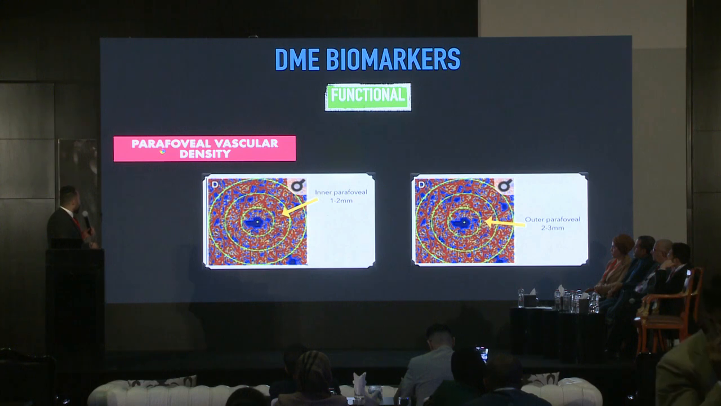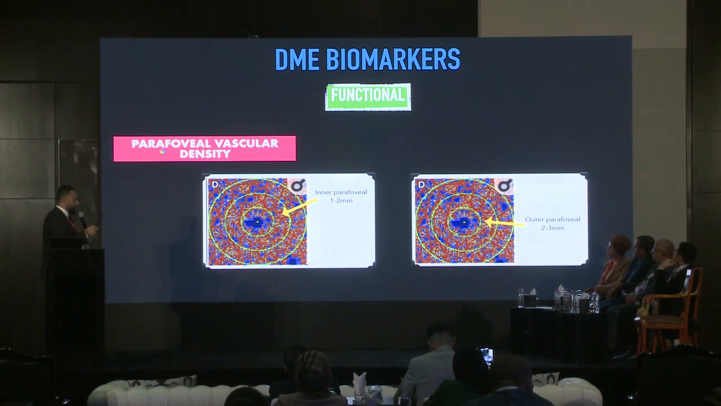Another biomarker is the parafoveal vascular density, which we can get from OCT angiography, and it is very important. When you see a decrease in the parafoveal vascular density, these patients are associated with poor vision. Next.